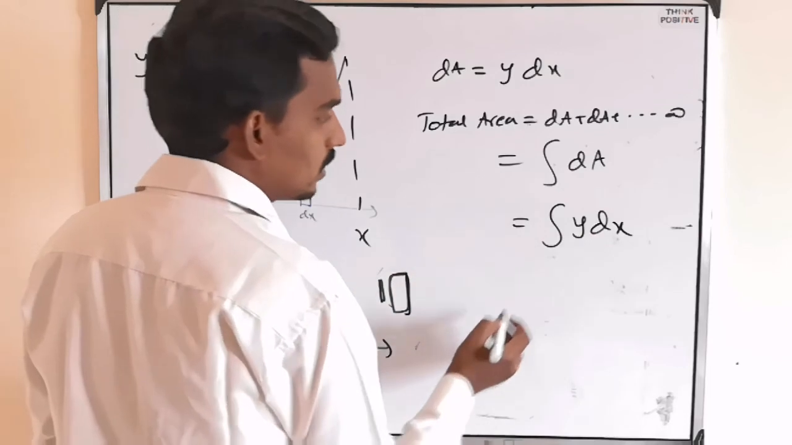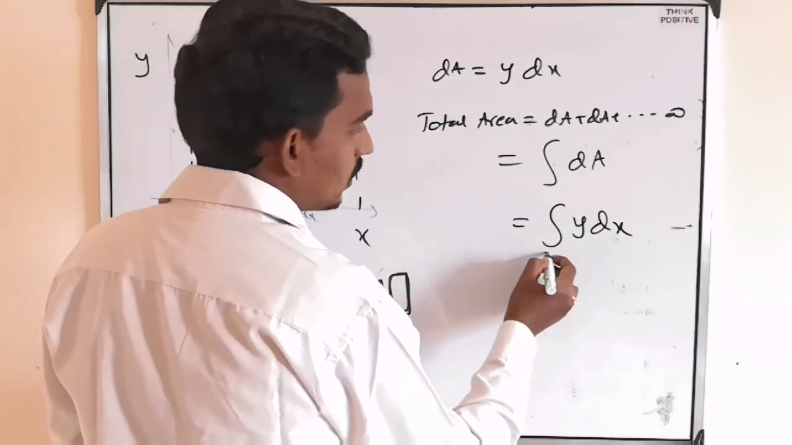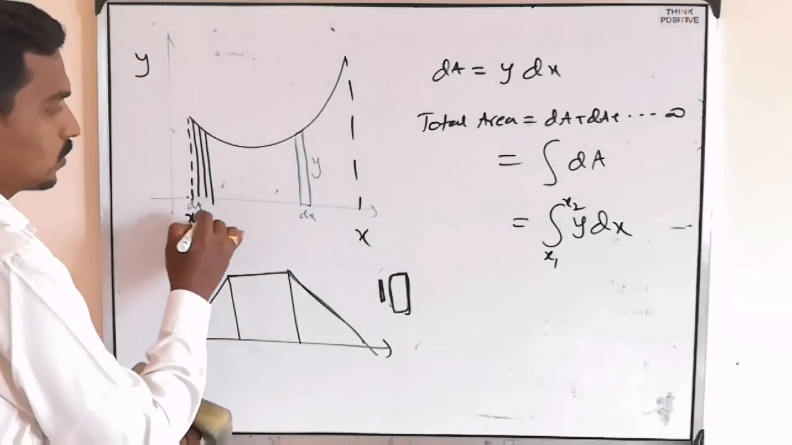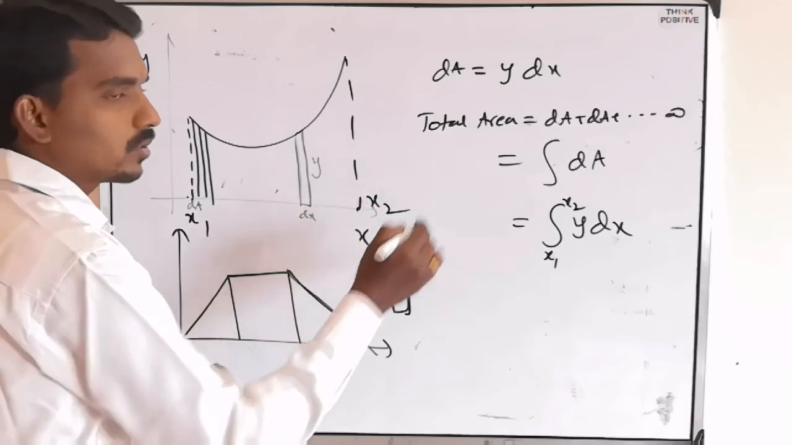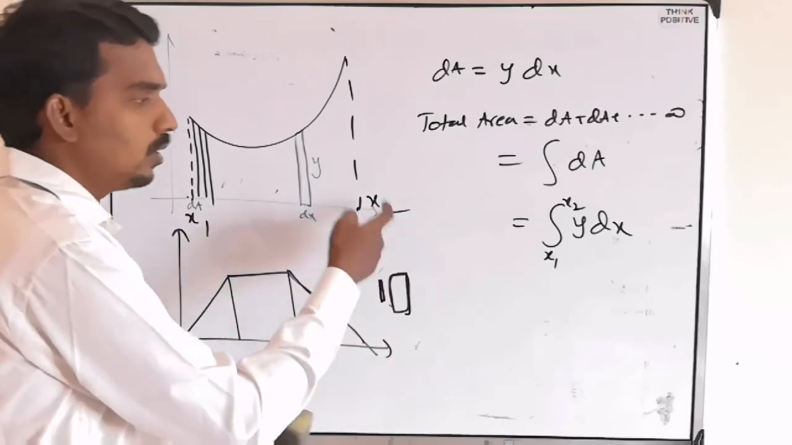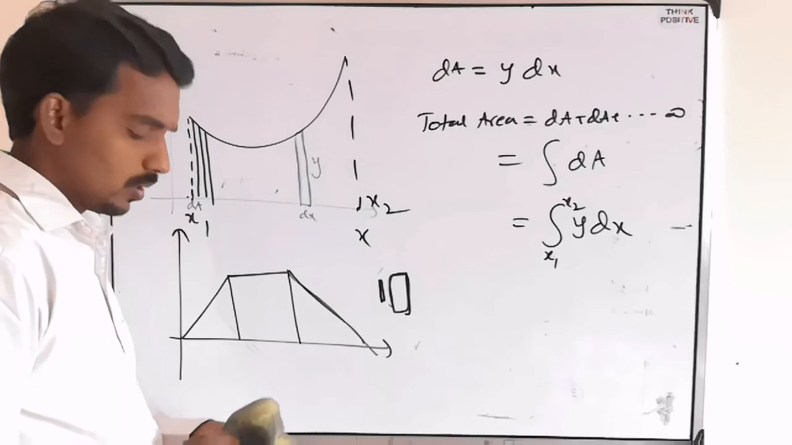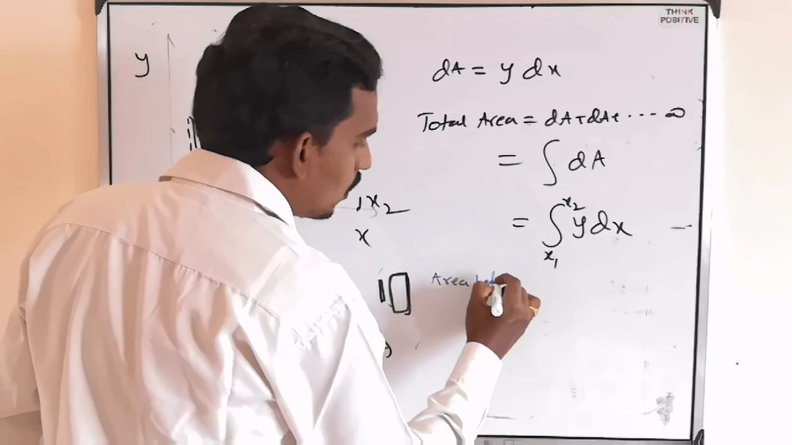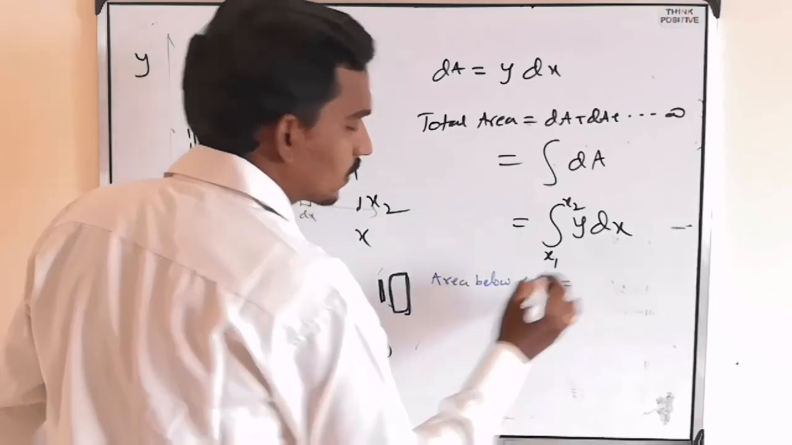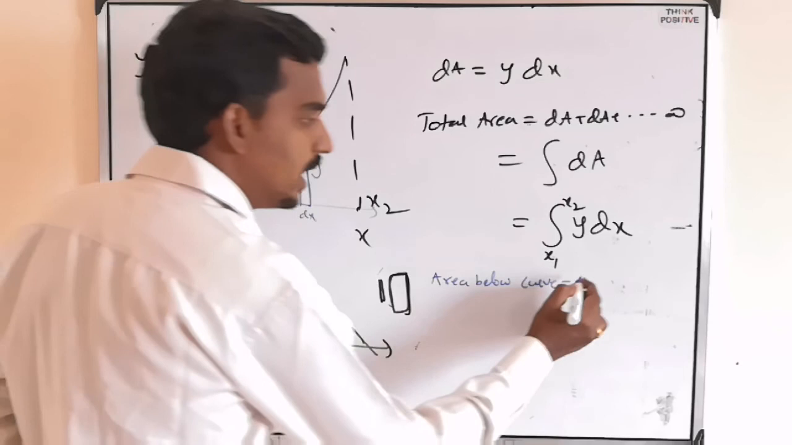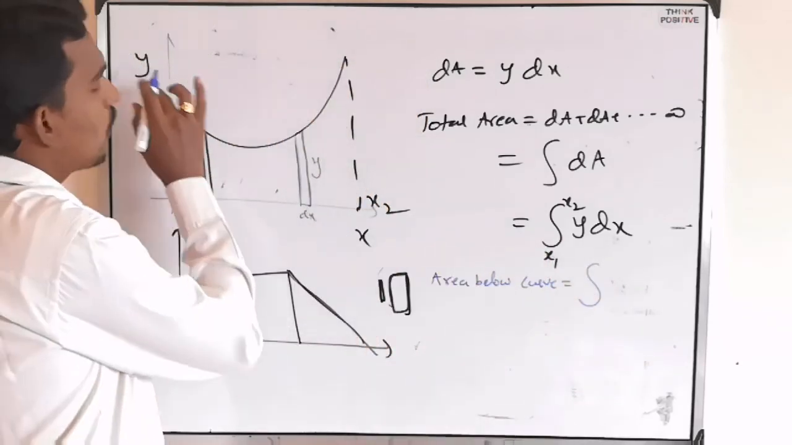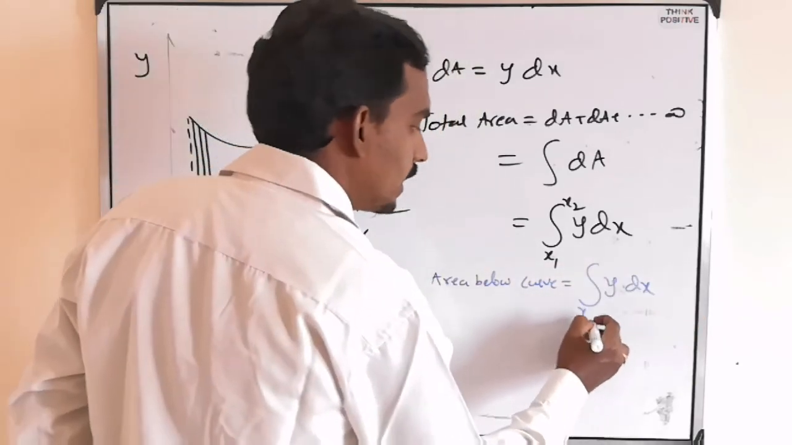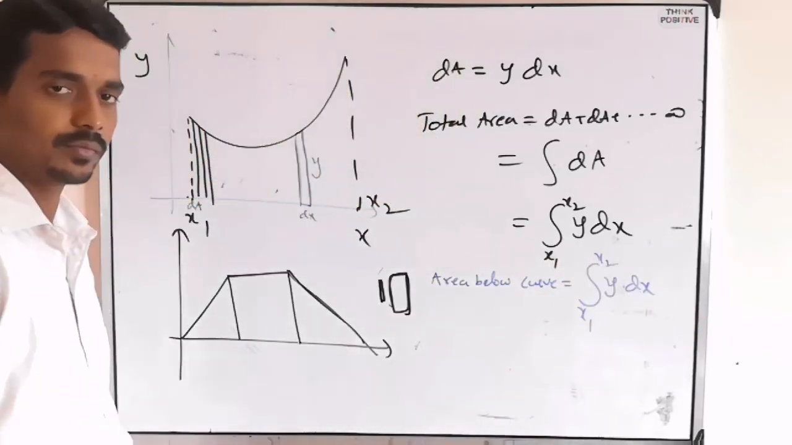Y dx from x1 to x2. This is the starting value of x, x1. This is the ending value of x, x2. The limits are from x1 to x2. So the final conclusion is: the area below the curved graph is equal to the integration of the y quantity with respect to the x quantity with the limits x1 to x2.